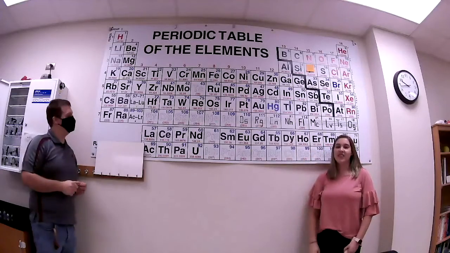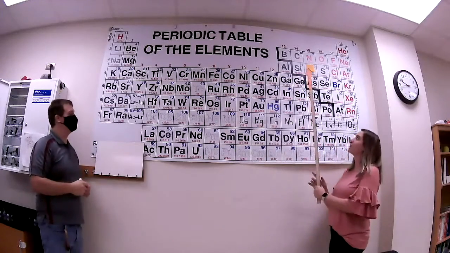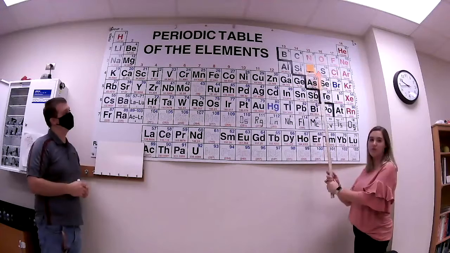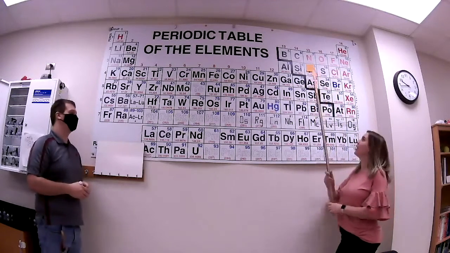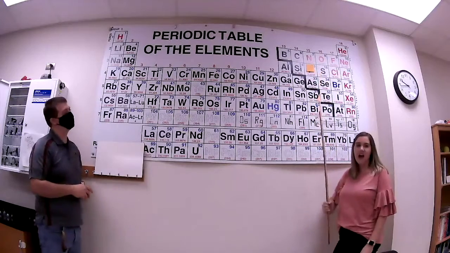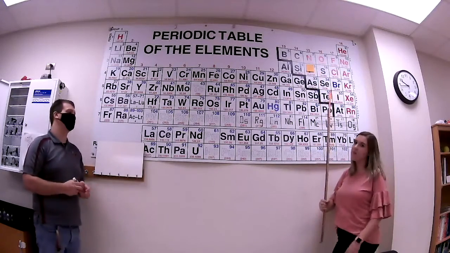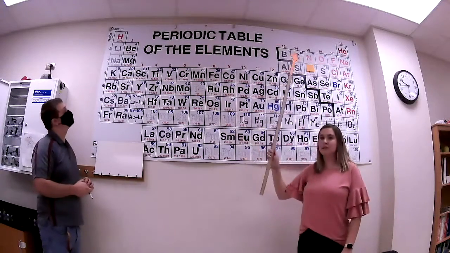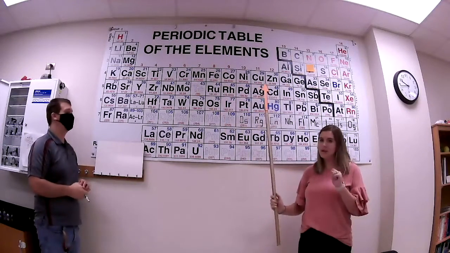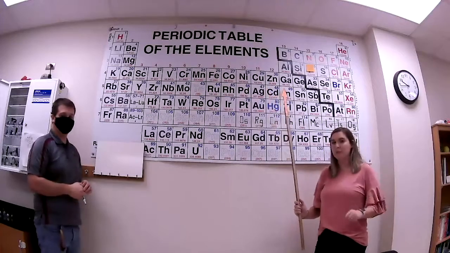Hi guys! So this is our first practice problem, and we are trying to write the configuration for phosphorus. I've marked it there with that lovely orange Post-it note so you can find it. It's number 15. All right, so we're going to start by writing our configuration. Remember, when you write your configuration, you move from left to right, top to bottom. Always start at the beginning, just like we're reading a book.